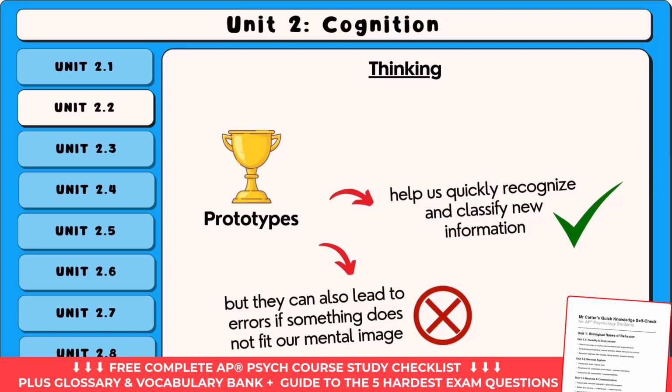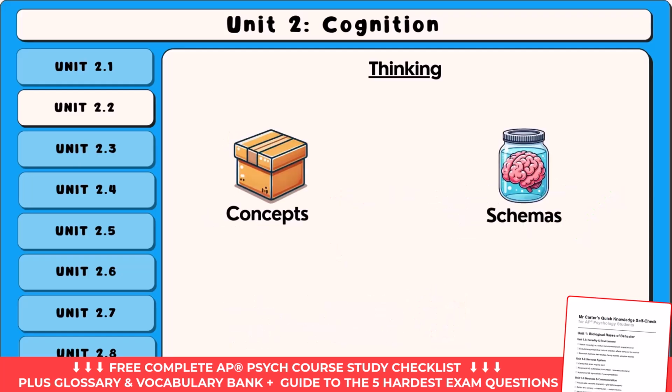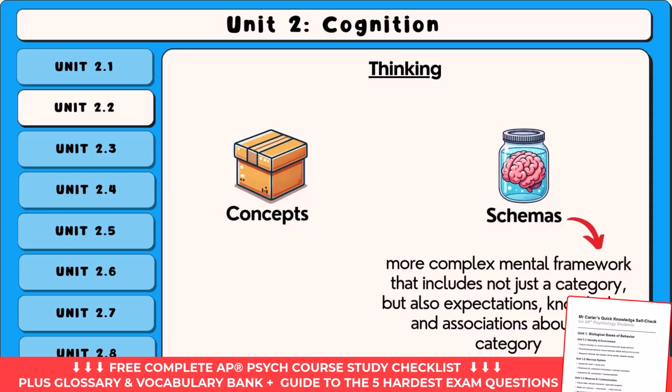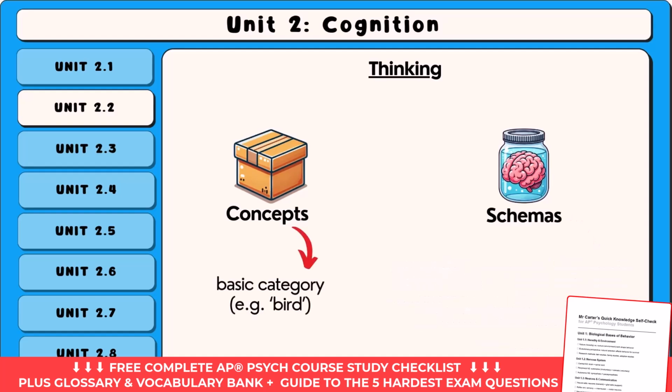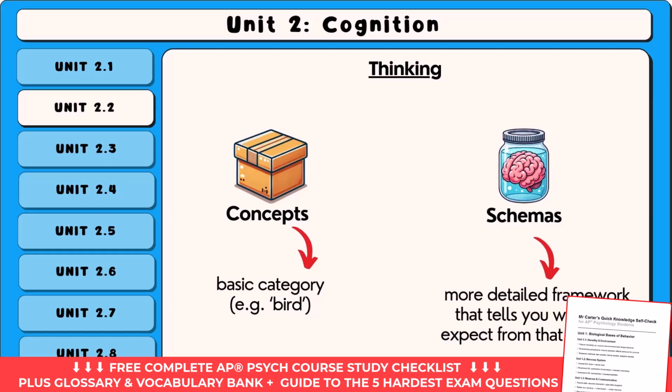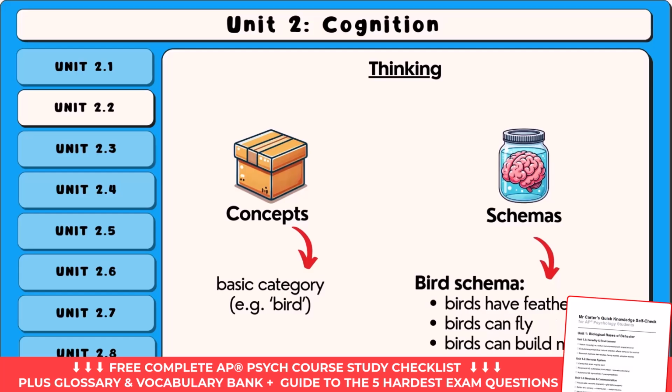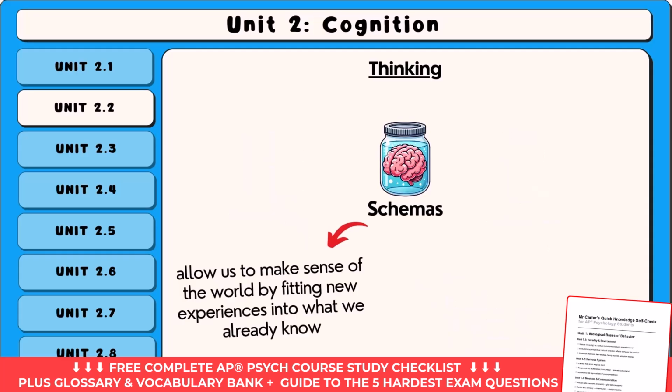We can build on psychological concepts by forming schemas. A schema is a more complex mental framework that includes not just a category, but also expectations, knowledge, and associations about that category. Think of it this way. A concept is a basic category. For example, bird. A schema is a more detailed framework that tells you what you expect from that category. For example, birds have feathers, can fly, and build nests. Schemas allow us to make sense of the world by fitting new experiences into what we already know.